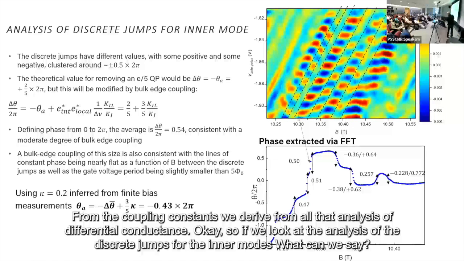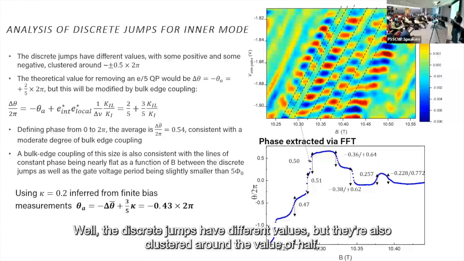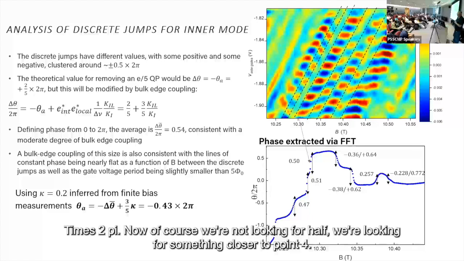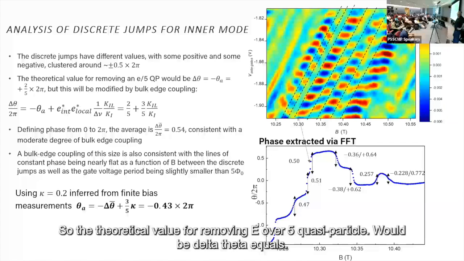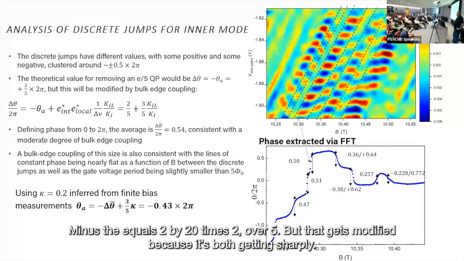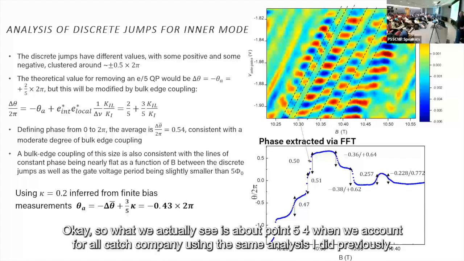Okay, so if we look at the analysis of the discrete jumps for the inner modes, what can we say? Well, the discrete jumps have different values, but they're also clustered around the value of half times 2 pi. Now, of course, we're not looking for half, we're looking for something closer to 0.4. So the theoretical value for removing an E/5 quasi-particle would be delta theta equals minus the anyonic phase equals 2 pi, times 2/5. But that gets modified because it's bulk edge coupling. Okay, so what we actually see is about 0.54.